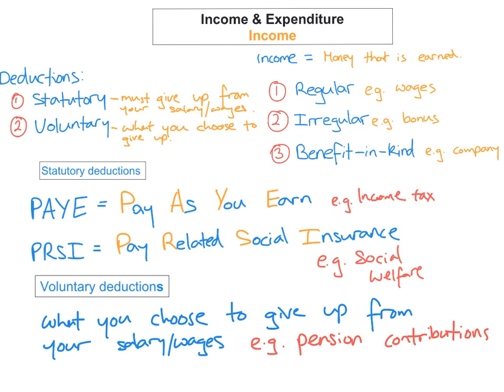And the last one, voluntary deductions. Like we said, it's what you choose to give up from your salary or wages; it's not compulsory. This might be a pension contribution, so you've got a pension for when you retire. It might be health insurance, so you're covering yourself for health. Or it might be to pay for a trade union, so you're a member of a trade union for your sector of employment.